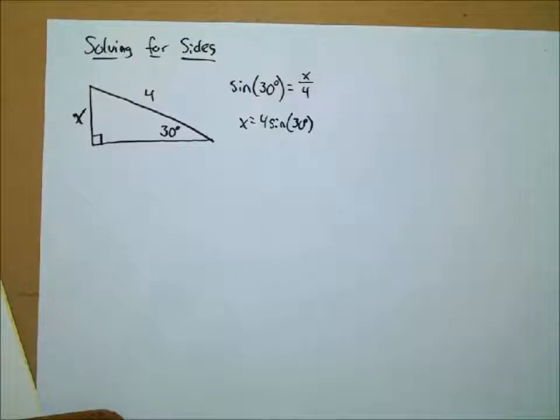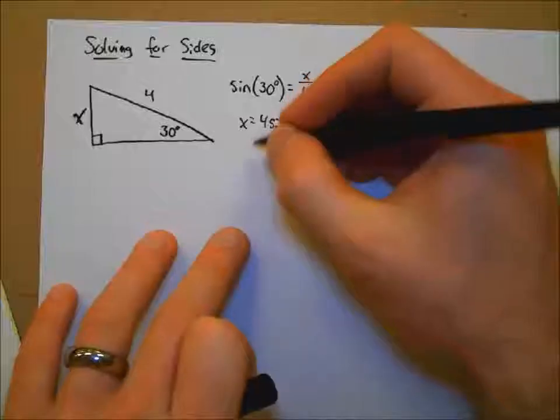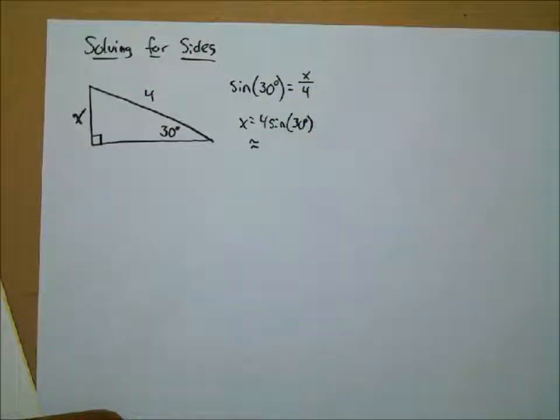Precisely that, but of course, we would prefer to get something that means a little bit more to us, so we'll type that in our calculators, making sure our mode is set to degrees. We get 2. That's nice. Exactly 2.